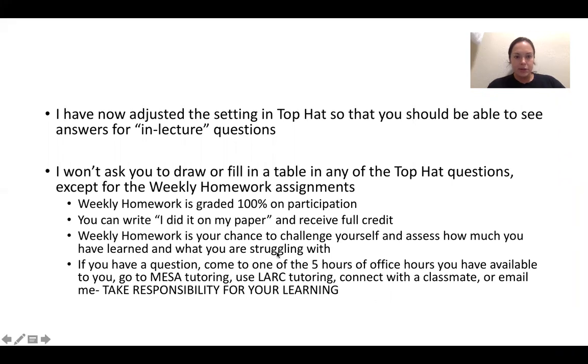A lot of you were also asking me about, in the weekly homework assignment, when I ask you to draw something or fill in a diagram. If I ever ask you to do that in Top Hat, and it's usually going to be in your weekly homework assignment, there's not a way to do it in Top Hat. So just do it on your paper, and you're going to receive full credit because the weekly homework assignment is graded 100% on participation.